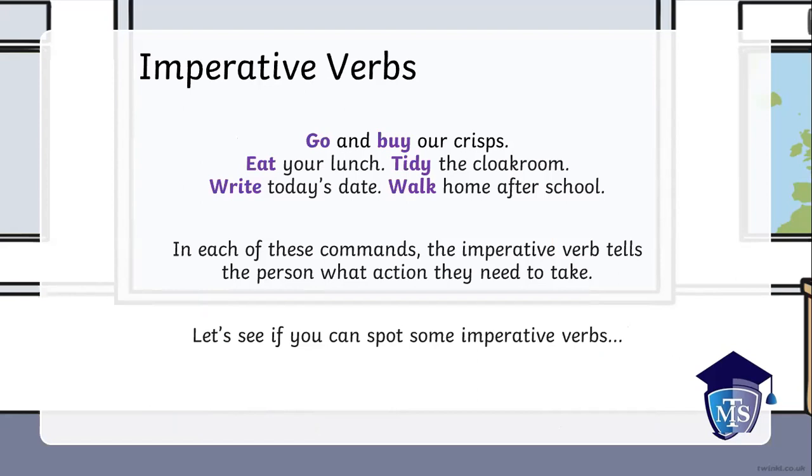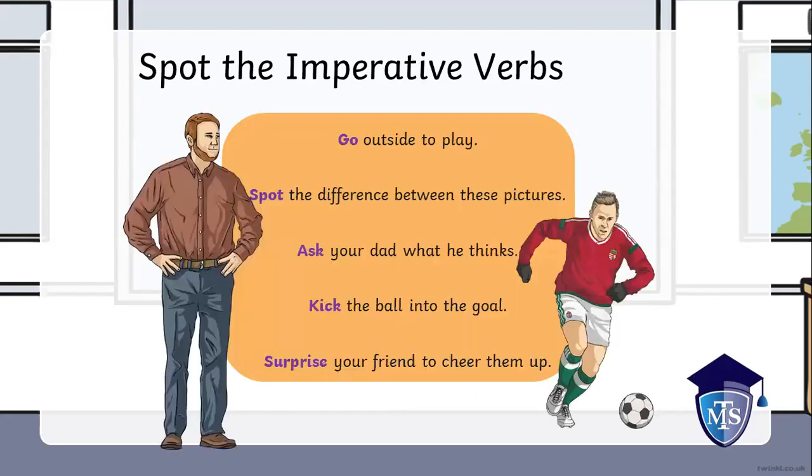Now, once I start a sentence with one of these imperative verbs, this sentence turns into an instruction. So again, the instruction or the command must start with an imperative verb. More examples: go outside to play. Spot the difference between these pictures. Ask your dad what he thinks. Kick the ball into the goal. Surprise your friend to cheer them up.